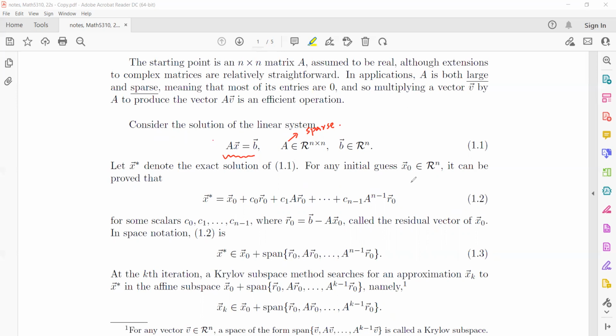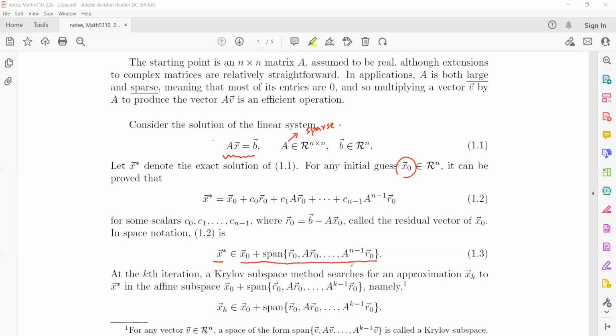Theoretically, it can be proved that if we arbitrarily pick a guess x0 to the solution of the linear system, then the exact solution x star of the linear system is always in this affine subspace. Here, n is the dimension of the matrix A. Yeah, x0 is arbitrarily picked. The exact solution of the linear system is always in this subspace.